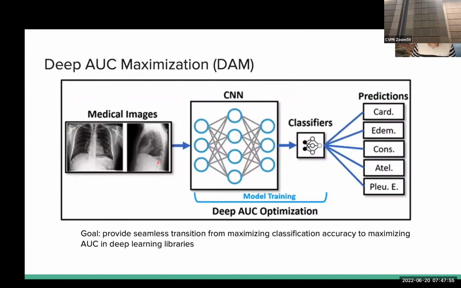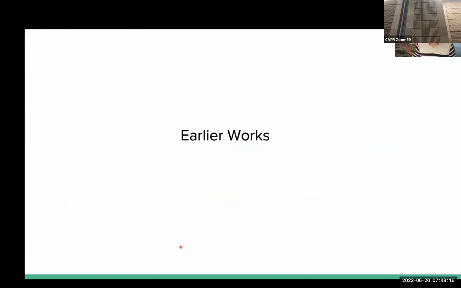The workflow is the following. We have the medical images, for example, and we have a backbone CNN and classifiers, and then the model training part is completely different compared with the previous approach. The goal is to provide a seamless transition from maximizing classification accuracy to maximizing AUC in deep learning libraries. And then we'll show how to do that.